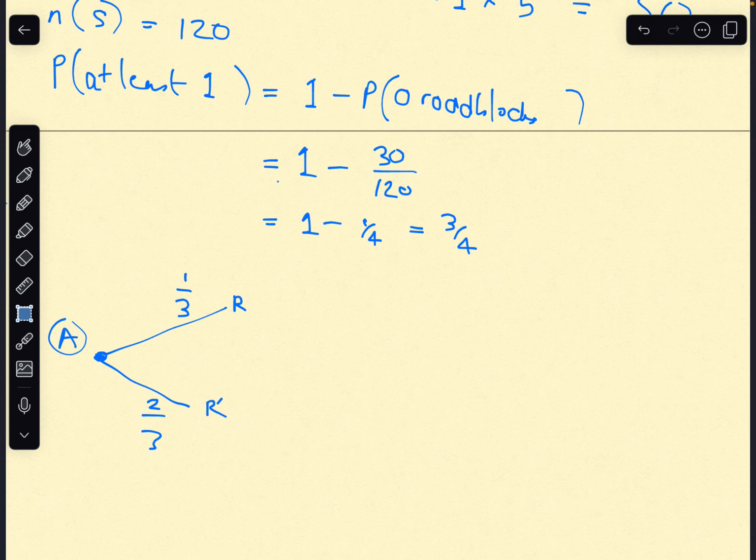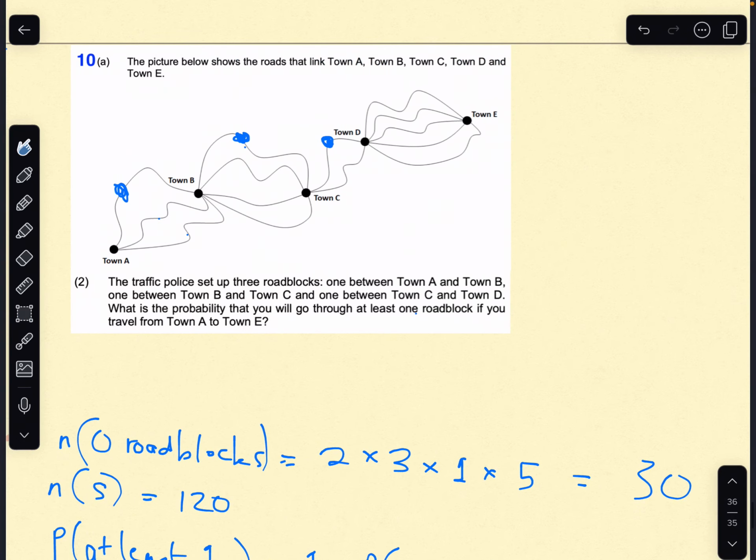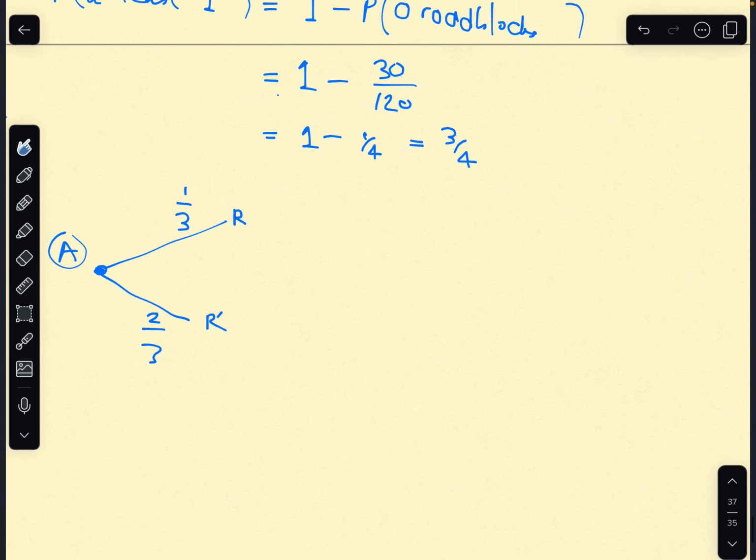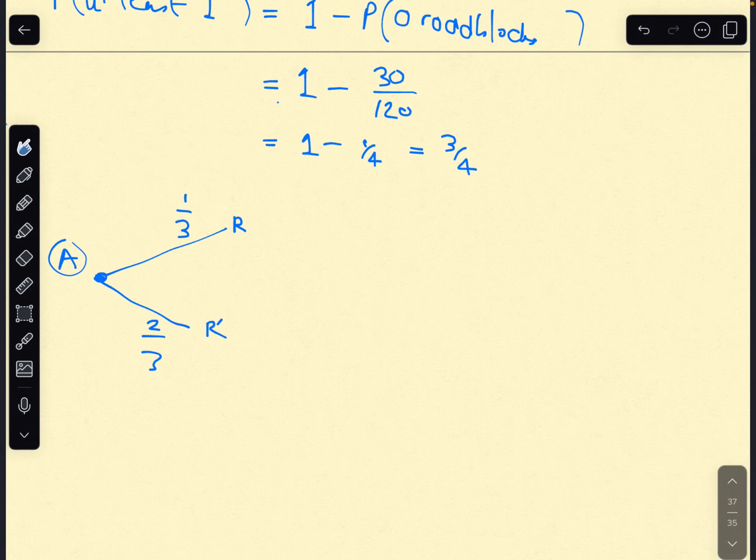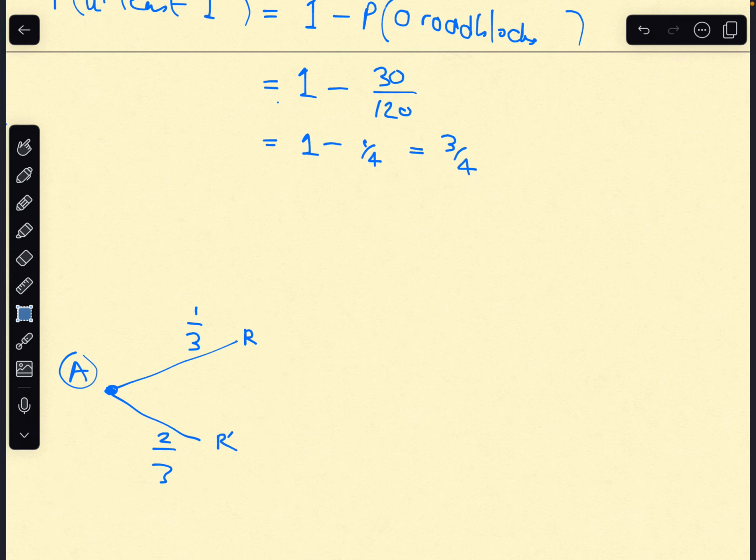So we look at C, and we're told that there's one roadblock between town B and town C, and they have 4 paths between them. So again, we're going to use a tree diagram. I need to move this down. This is what always gets me with tree diagrams. It just requires so much space. So from here, I could either encounter a roadblock or not encounter a roadblock. And likewise here, you could either encounter a roadblock or not.